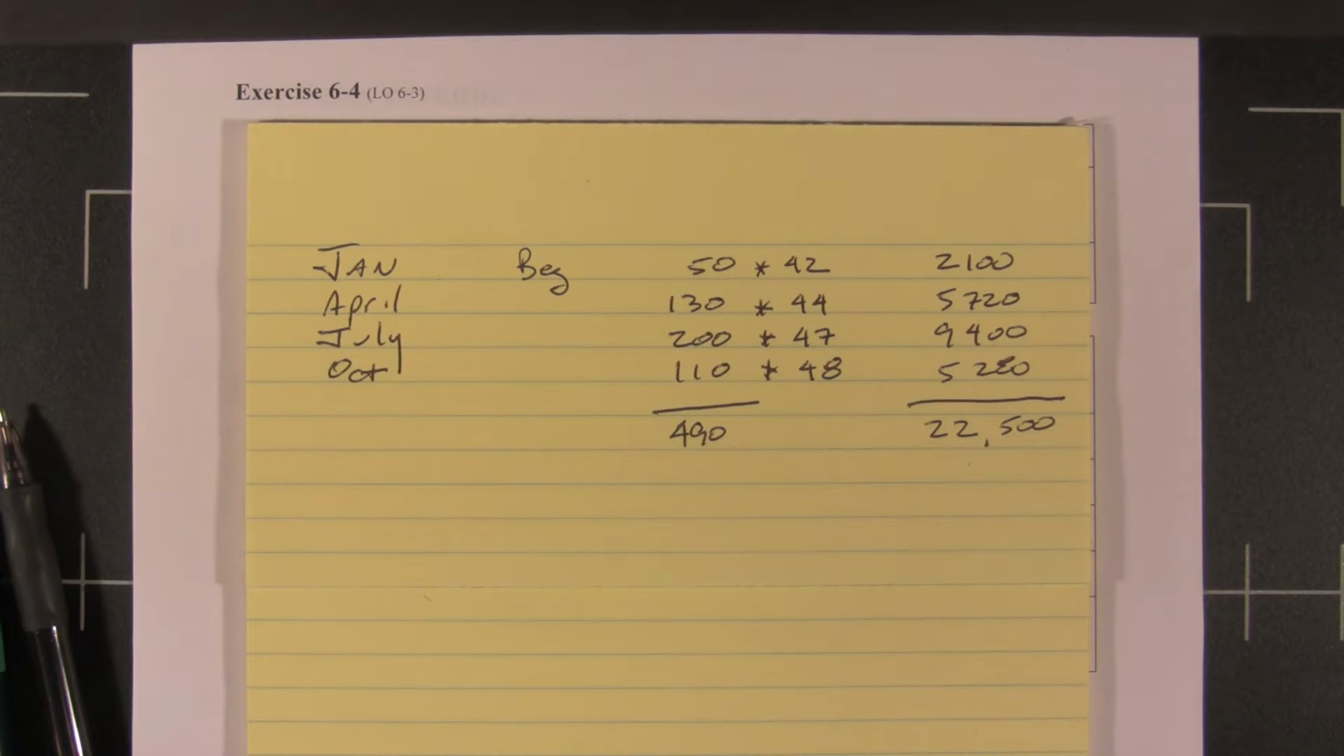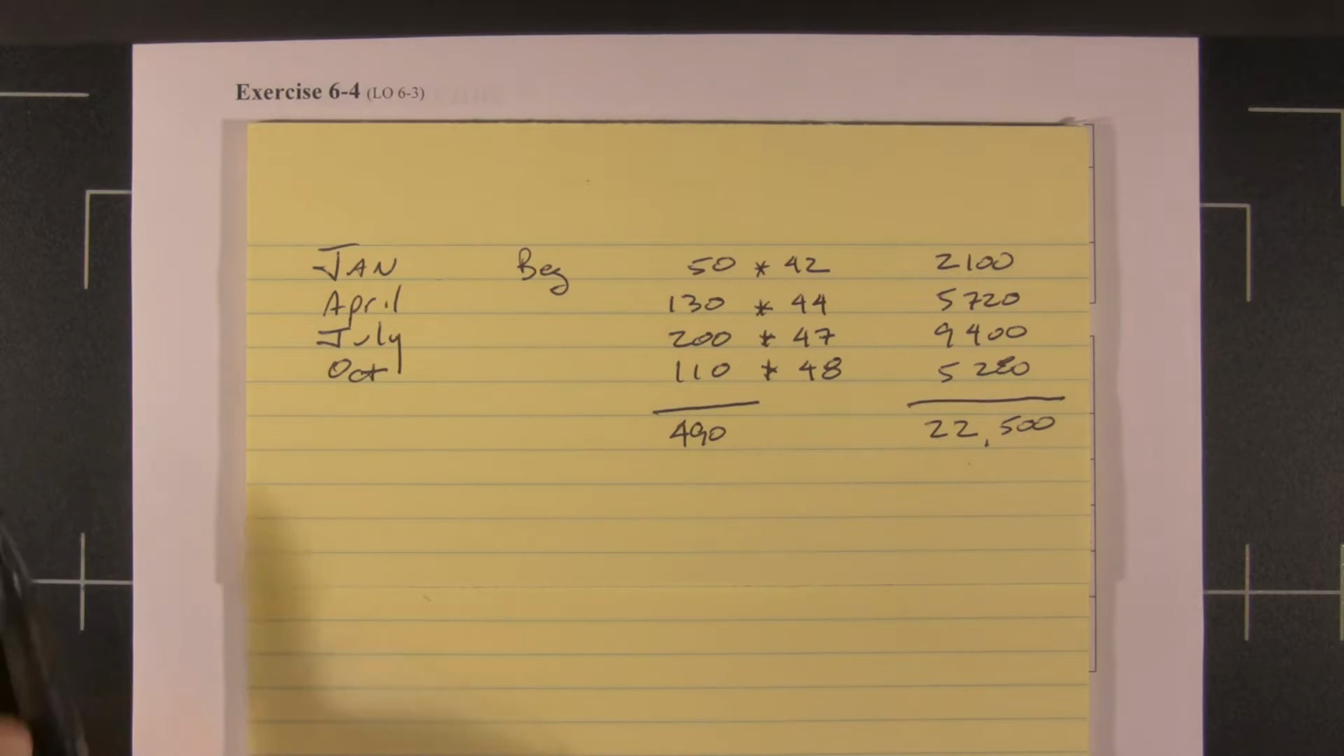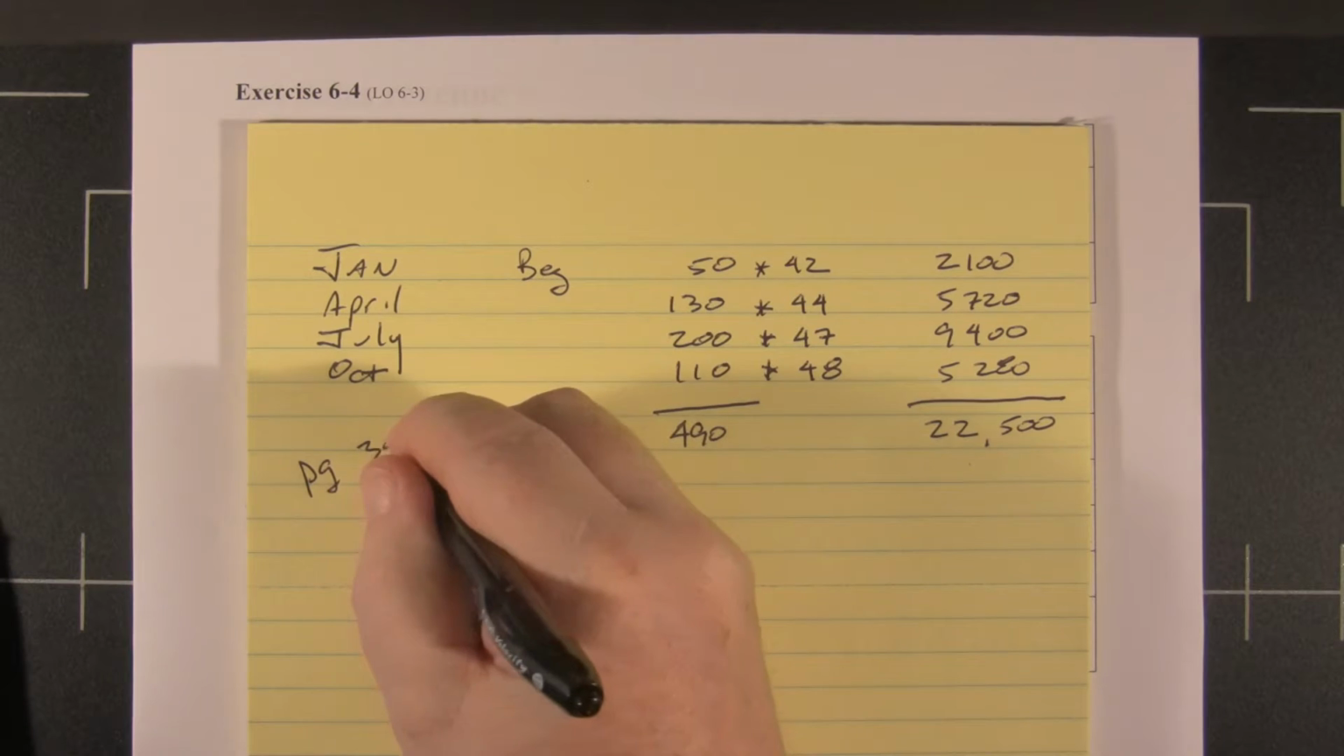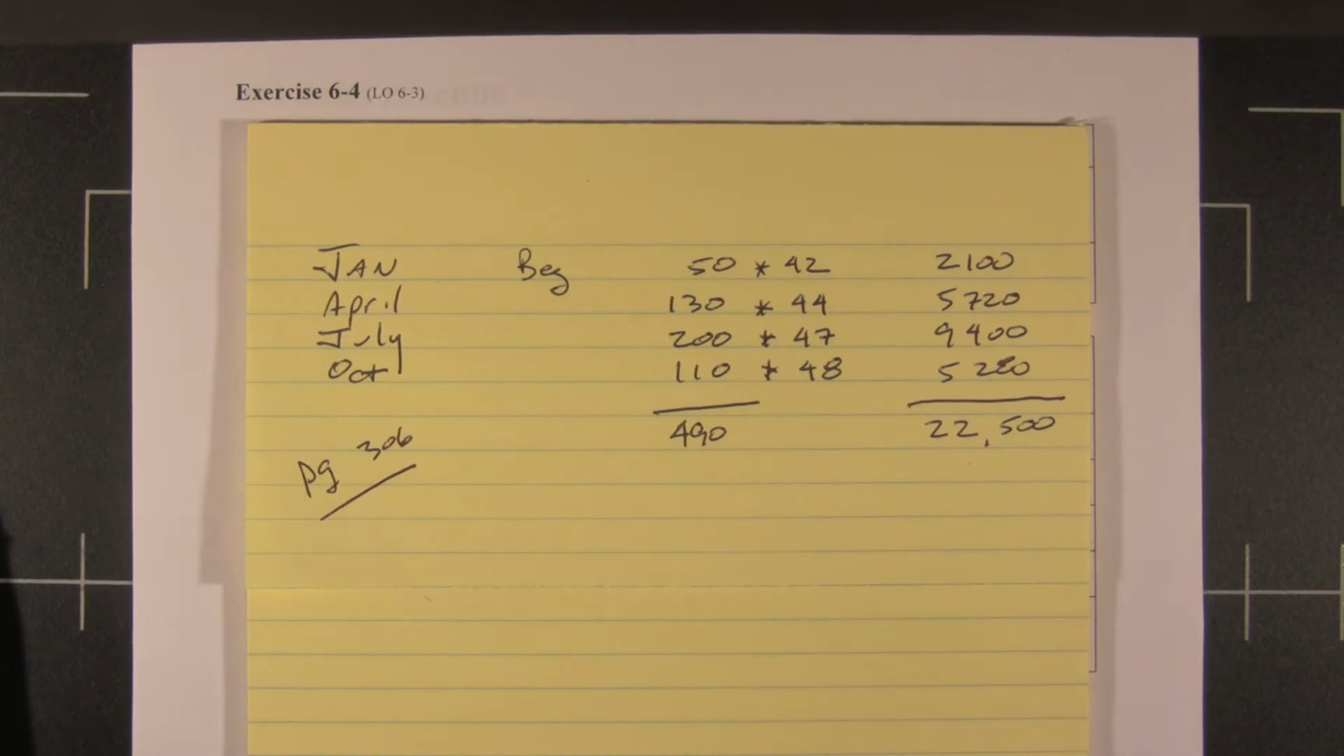Exercise 6.4 asks us to consider the various costs involved under LIFO, FIFO, and weighted average in a period of rising prices. Just to save us a little bit of time, I wrote these numbers down. These are right from the textbook, from page 306 of the text. If you want to follow along by looking in the text, that's where they are, page 306. So, let's take a look here and see what's going on.